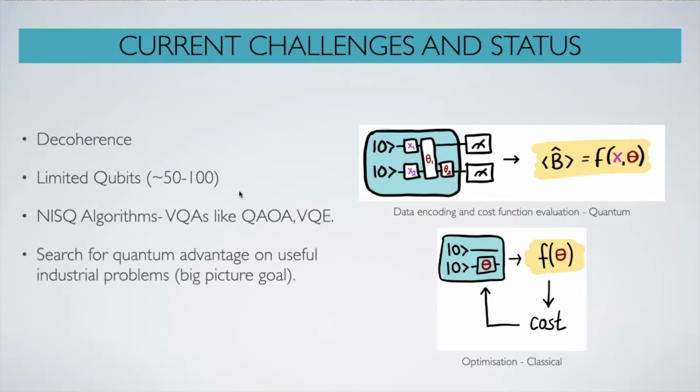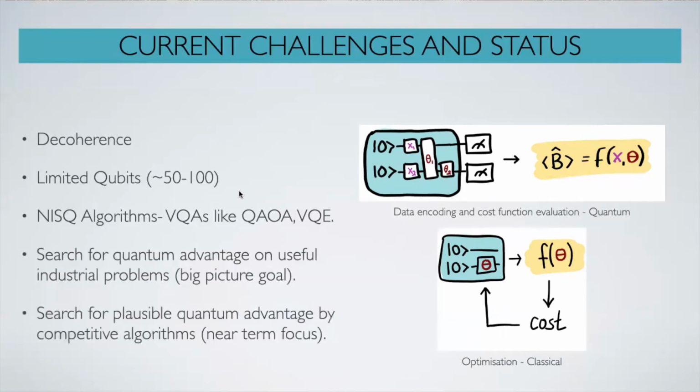In the past decade, there has been a search for problems in which these quantum algorithms work and offer quantum advantage over classical algorithms. That's the big picture goal. But the more near-term goal that we currently have is to at least perform as well as the classical algorithms out there. That itself is a promising start for us.